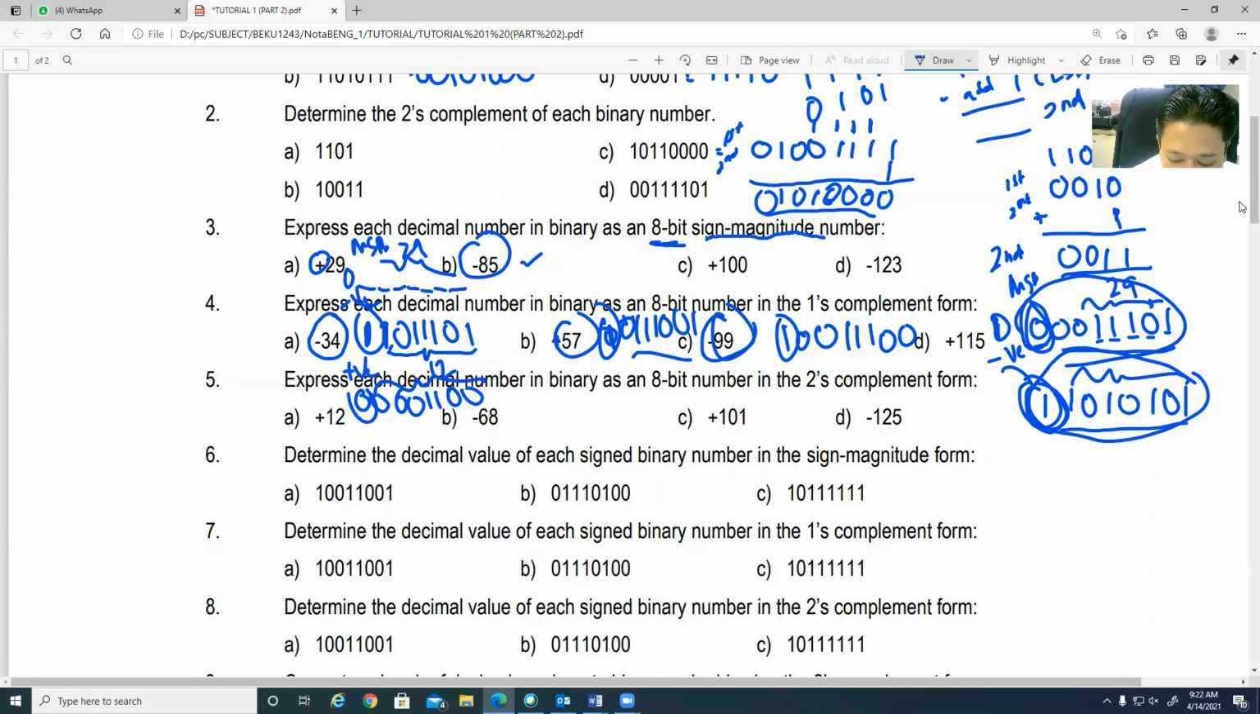Okay, similar to this one, for negative 68, we first have to convert it into binary. First convert into binary, then take the first complement, then plus one.